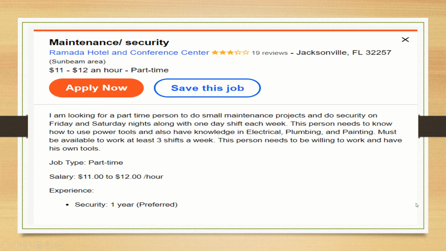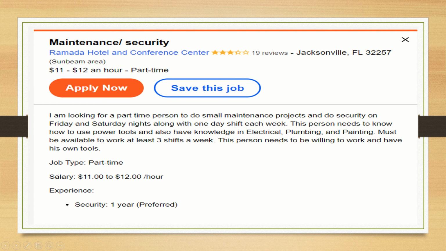All right. Hopefully you can see my pointer here. So again, it's your basic job posting. So we see here it's maintenance, security, yada yada. Everything looks okay, but we get down to this very last sentence. This person needs to be willing to work and have his own tools. So that's the glaring problem right there.